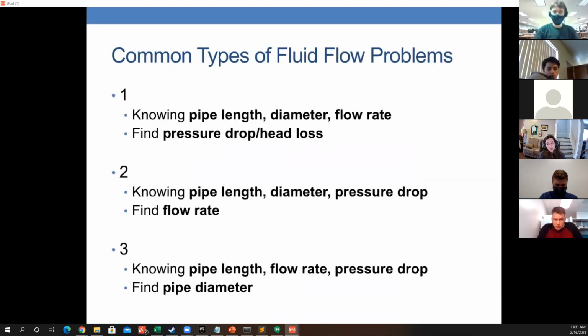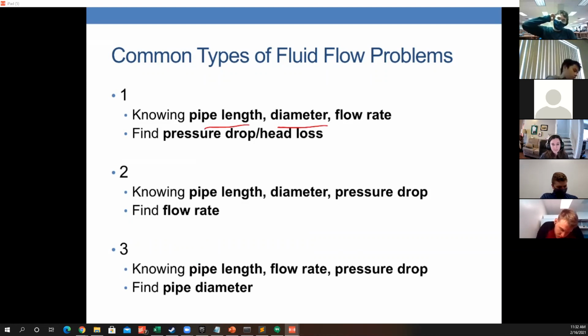All right, so there's a few common types of fluid flow problems, and we're going to talk about how you would solve each of them. Let's say you know a length of pipe and the diameter of the pipe and the flow rate through it, and you're trying to find the pressure drop across that pipe. That's a common type of problem. Another kind would be, you know the pipe length and diameter and the pressure drop, and you need to find the flow rate that would get you that pressure drop.